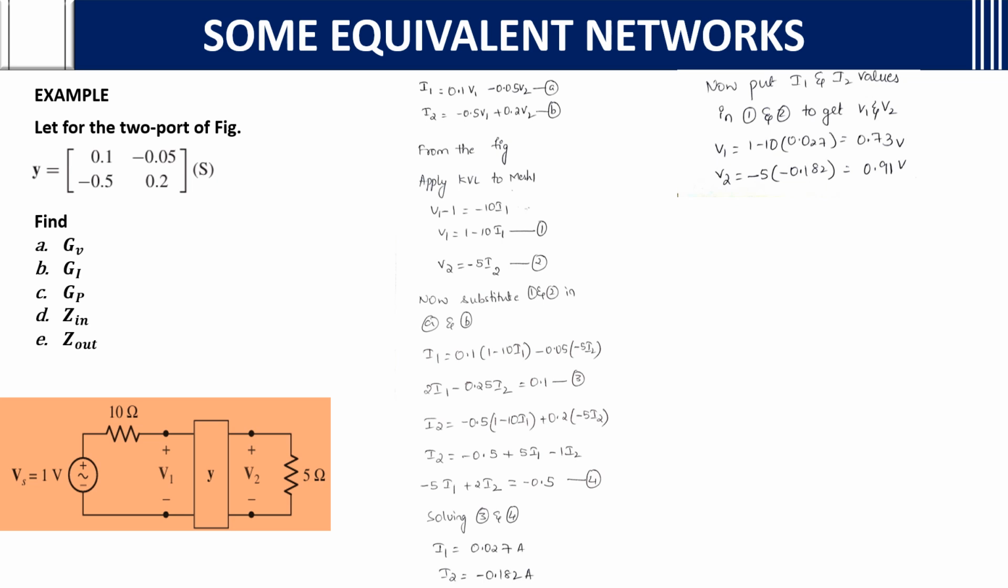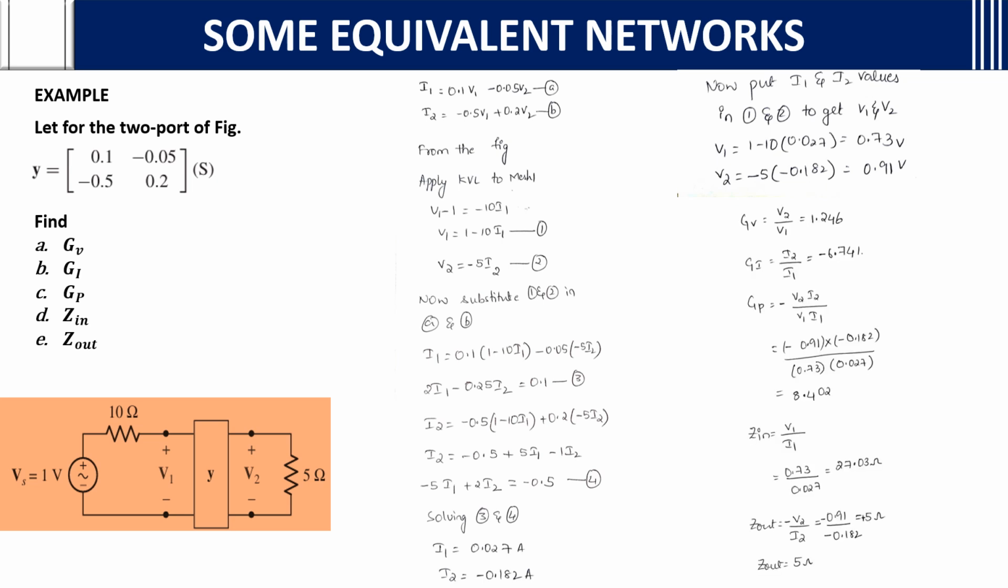So you can directly find GV and GI. The GV formula we have already seen in the first slide. GV is equal to V2 by V1. If you divide V2 by V1, you will get 1.246. GI is I2 by I1. I2 value you got is minus 0.182 and I1 is 0.027. If you divide, minus 6.741 is the GI, that is the current gain.